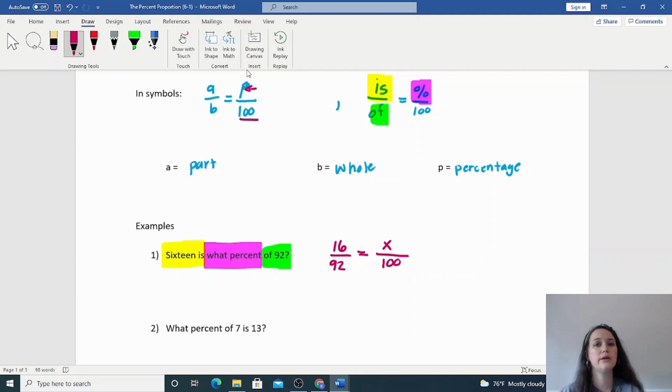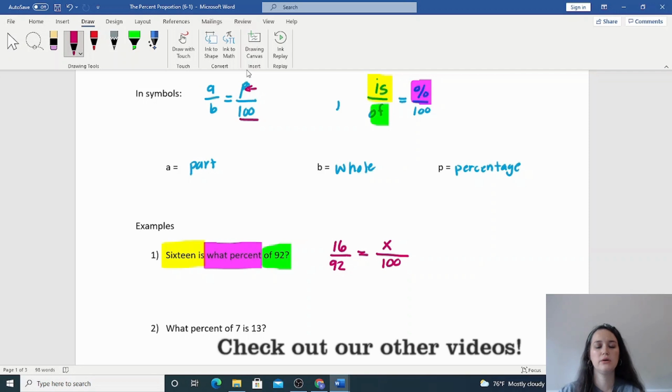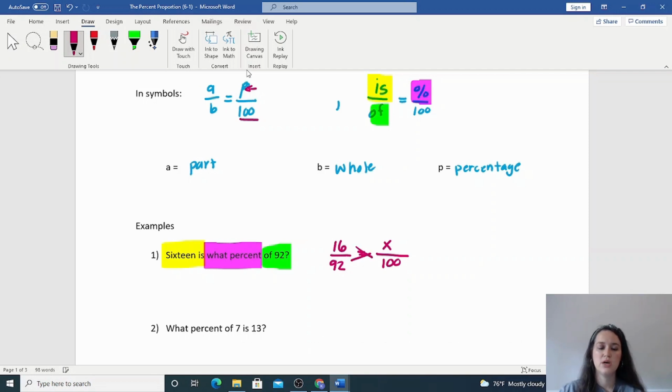If you're unsure on how to solve proportions, we do have a video on that, and I'm going to go ahead and do that for you here. We just multiply the diagonals. So I've got 16 times 100, 1600 equals 92x, okay? Or it could be 92x equals 1600, it's the same thing. Then I'm going to divide both sides by 92.